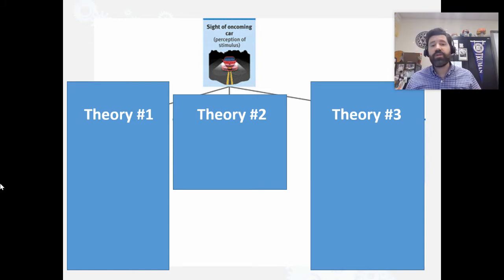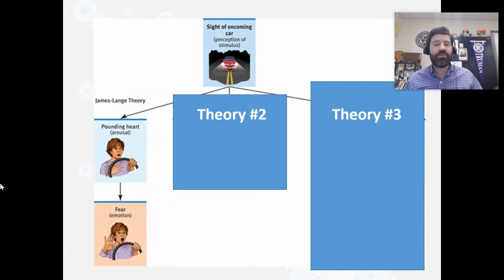Well, for this first theory, we have to back up about 120 years, and this is known as the James-Lange theory. The James-Lange theory works like this. According to this theory, you have some particular stimulus, an oncoming car, that produces a physiological response. We're talking about what it does primarily to your nervous system. What happens to your heart rate, for example? It's going to start beating wildly.